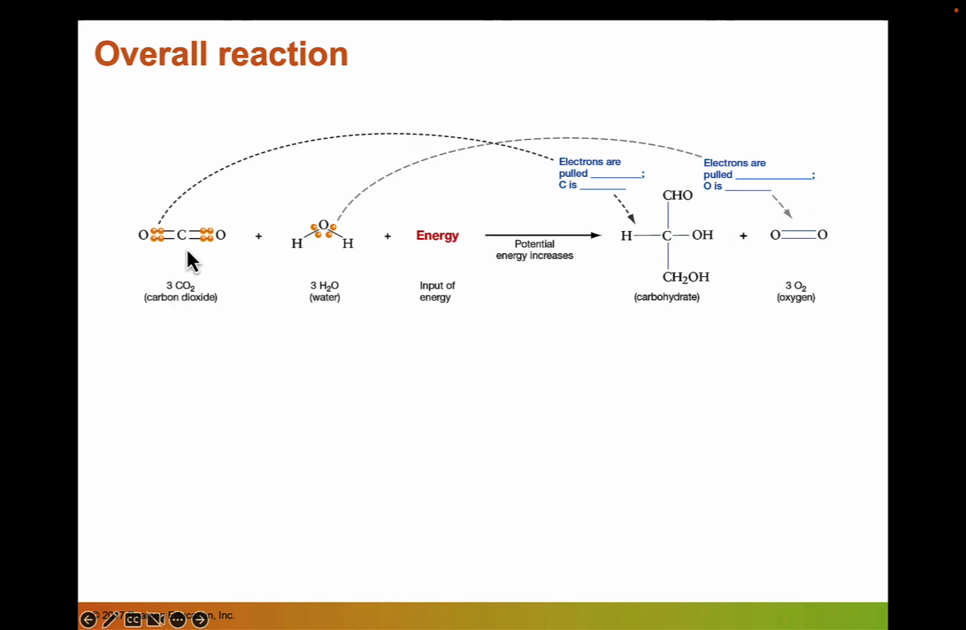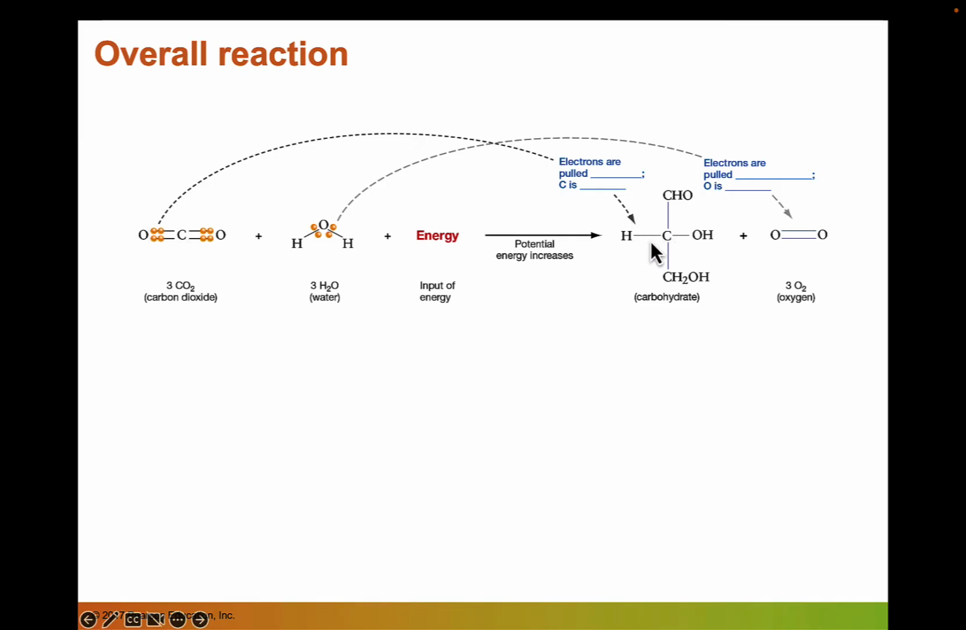So let's take a look at this carbon dioxide and see what happens to these bonds in the process of photosynthesis. So carbon forms a polar covalent bond with oxygen, right? Oxygen is more electronegative than carbon. And so it unevenly shares these electrons, right? So carbon in this example doesn't have as much of the electron pull as oxygen.